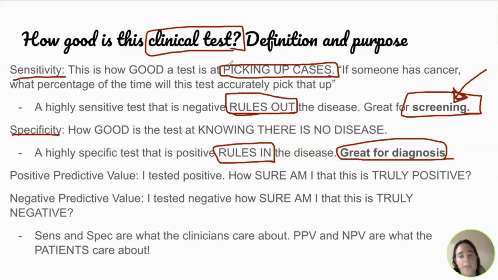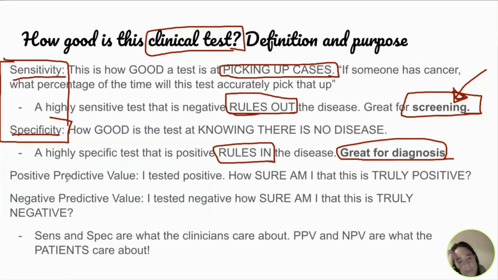Definitely confirm the diagnosis. So I want to use a sensitive test that picks up everything just to screen: what do I need to look closer at? I want to use a specific test to nail that diagnosis: out of those people that I look closer at, who am I positive actually has this? These are the things that the doctor cares about, sensitivity and specificity. So when I'm picking a test to run, I want to know if I'm screening or diagnosing.